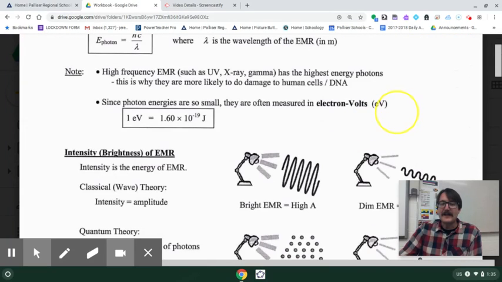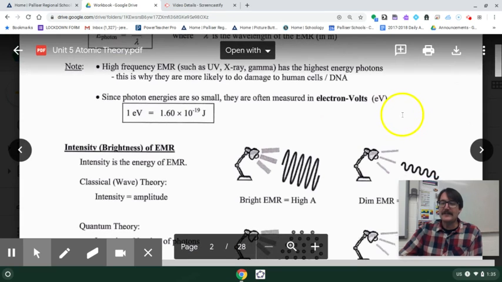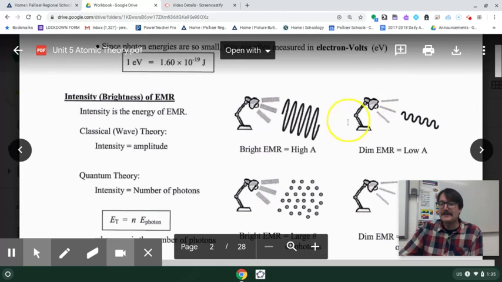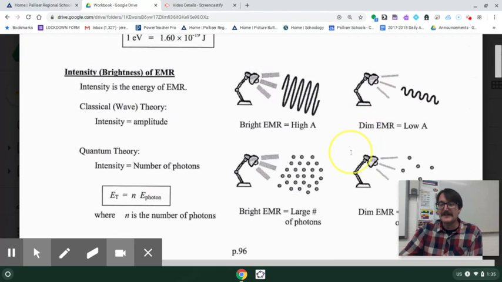All right, intensity, brightness of EMR. Intensity is the energy of EMR. So the classical wave theory thinks that bright EMR has a high amplitude, a high energy, and a dim EMR has a low amplitude or low energy. But quantum theory is different. Intensity is really supposed to be the number of photons.